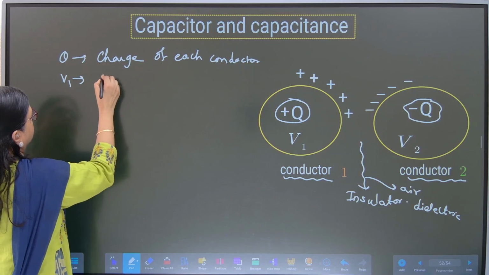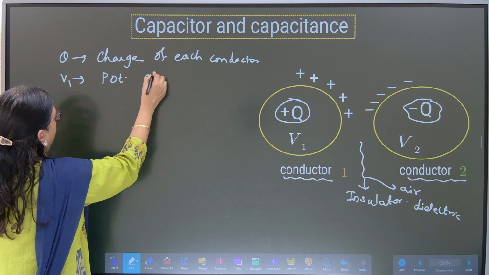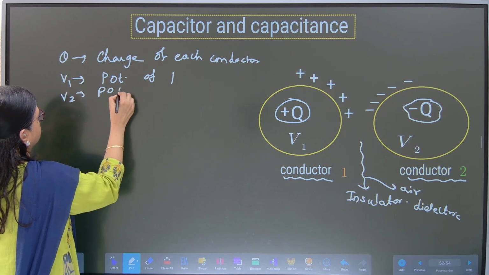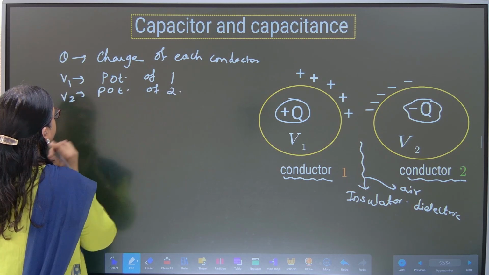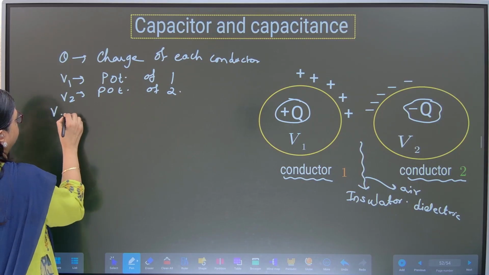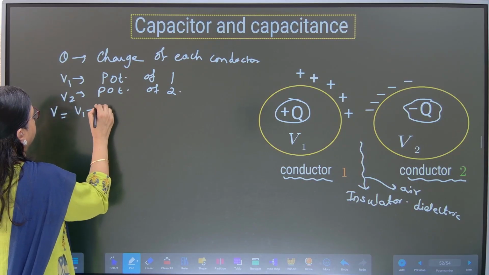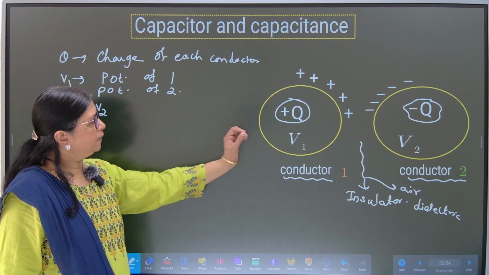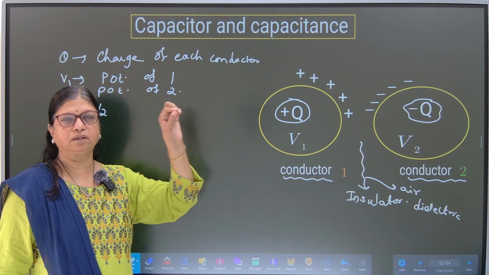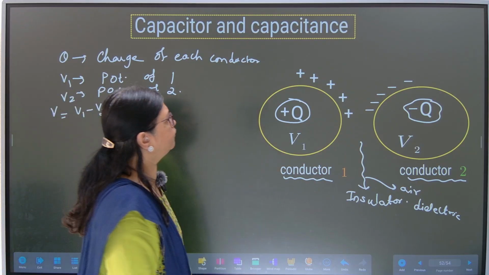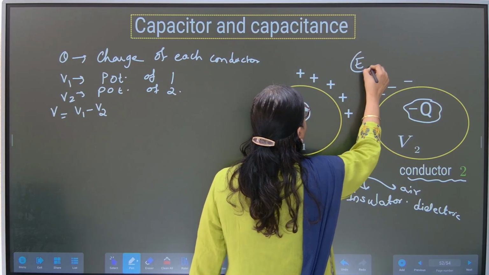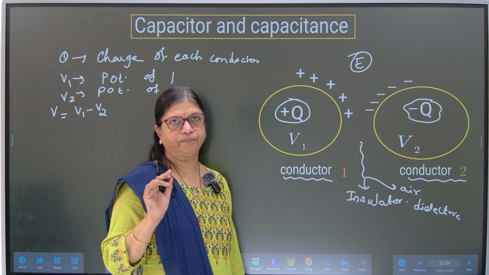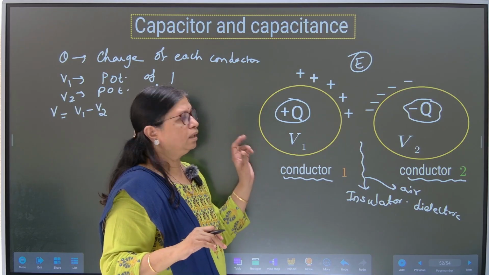V1 is the potential of conductor 1, V2 the potential of conductor 2. Potential difference V is equal to V1 minus V2. So between these two conductors there will be an electric field E, due to which there will be a potential V.